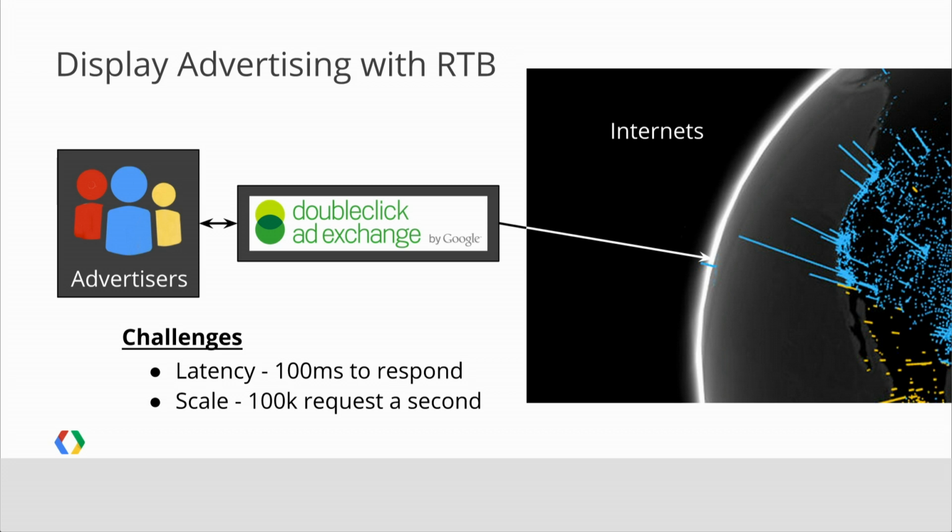The keynote and every other session says Google scale. Well, RTB is probably the biggest QPS in all of Google. We're talking about hundreds of thousands of queries per second, and you have to make a decision per second for each one of these impressions.